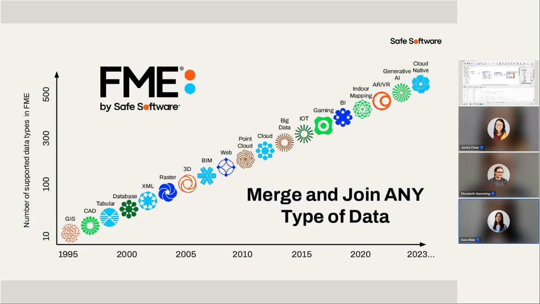Here's just a little graph that shows where we started as a company and where we're going with our formats. We started in the CAD and GIS space, and we're actually still very strong in these areas today. They are still two of our most popular topics, but we're always learning and growing, and lately we've been developing FME in the generative AI and cloud native spaces. And of course, we're very dedicated to improving how we can bring in all this diverse data and have them work together nicely.